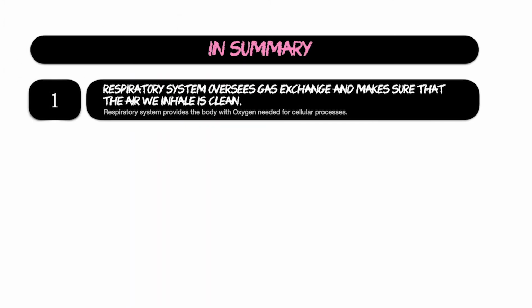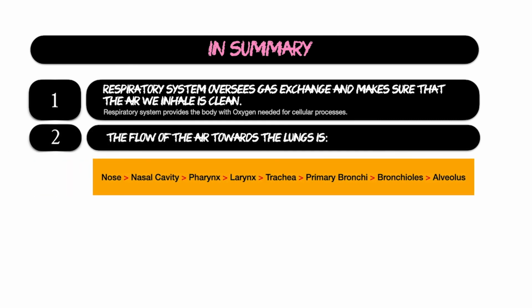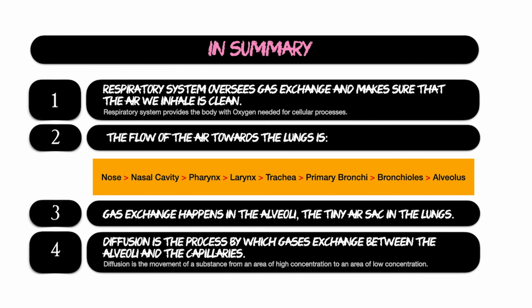In summary, the respiratory system oversees gas exchange and makes sure that the air that we inhale is clean. In addition, the flow of the air towards the lungs is as follows: nose, nasal cavity, pharynx, larynx, trachea, primary bronchi, bronchioles, alveolus. Gas exchange happens in the alveoli, the tiny air sacs in the lungs. Diffusion is the process by which gases are exchanged between the alveoli and the capillaries.